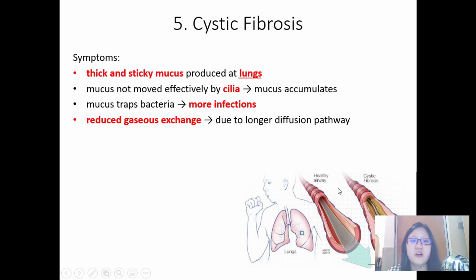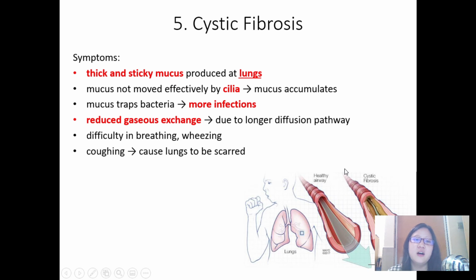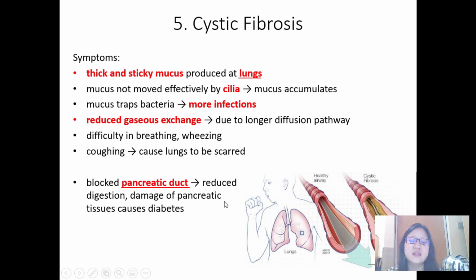Now, because of more infections and more scarring, there might be reduced gaseous exchange. Also, there's a longer diffusion pathway because there's just so much mucus stuck in there. And very often a person with CF, that's the short form for cystic fibrosis, has difficulty breathing, wheezing. Very often they have to have a ventilator. There's a lot of coughing as well because it's a normal response to try to clear that mucus, and this causes the lungs to be quite scarred, as we mentioned just now.